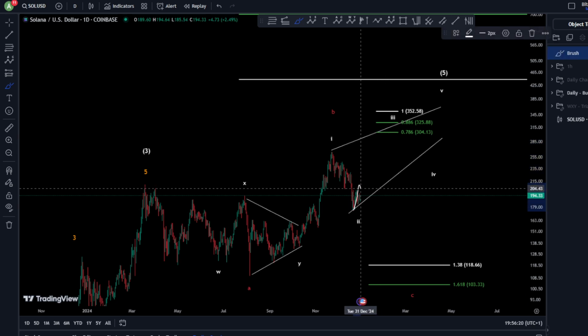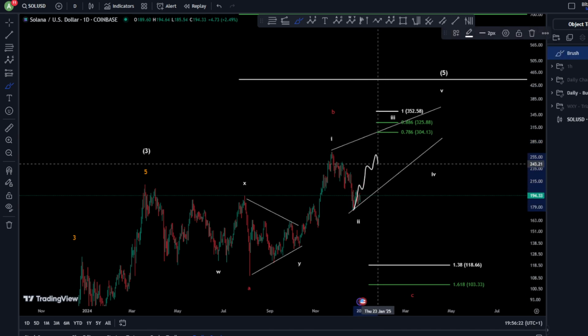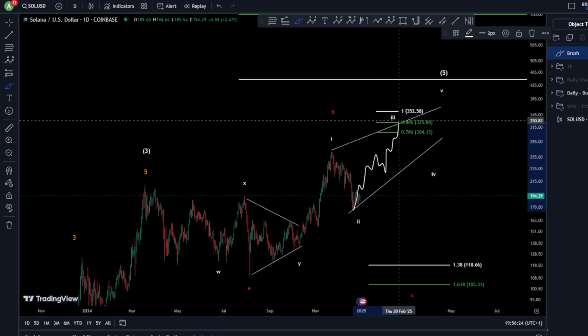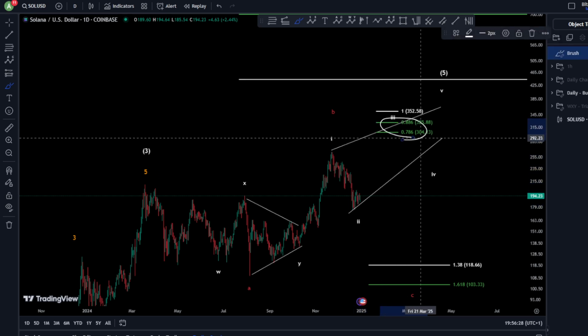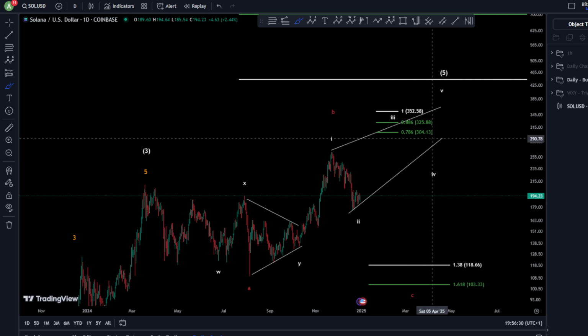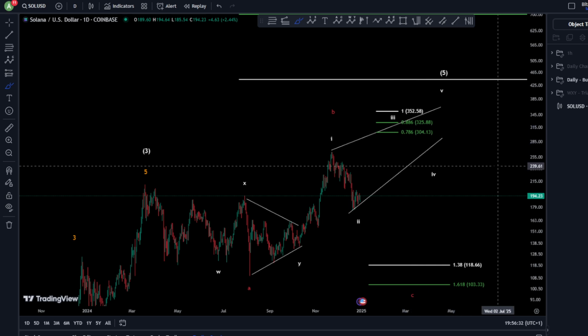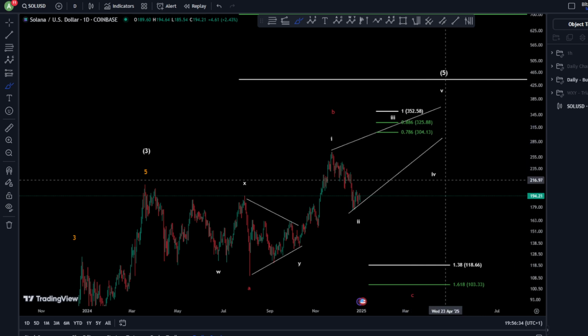By all means, you would like to see an impulse toward the upside, correction, and another impulse or ending diagonal as well, reaching around those perfect fib levels for a wave 3 at $300 and $325 for Solana.